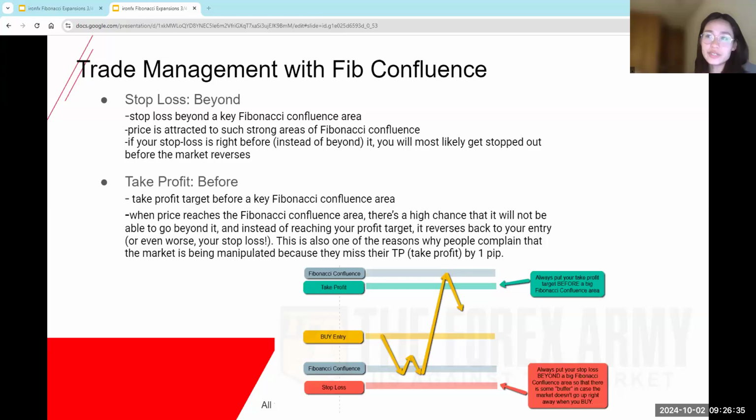As for take profit, it should always be placed before a key Fibonacci confluence area because when price reaches the confluence area, there's a high chance that it won't be able to go beyond it. And instead of reaching your profit target, it reverses back to your entry or even worse, your stop loss. And that's also one of the reasons why people complain that the market is being manipulated, because they miss their take profit by 1 or 2 pips.